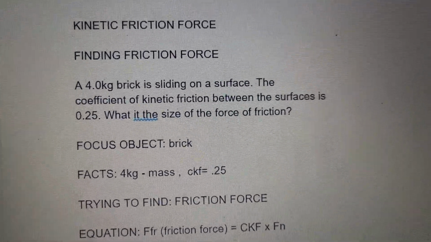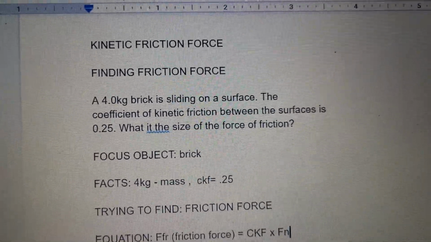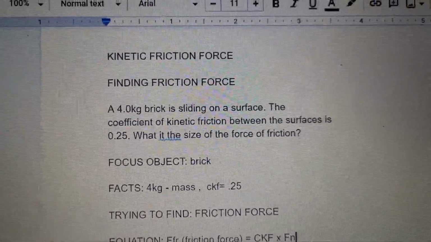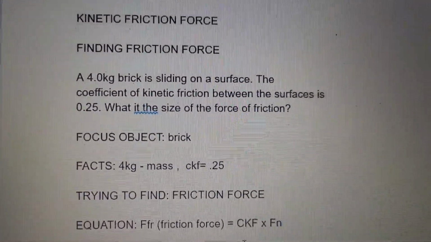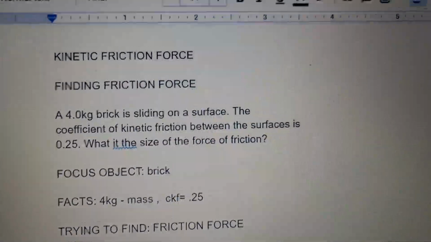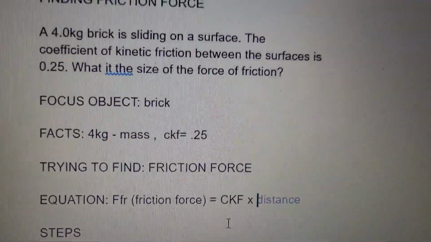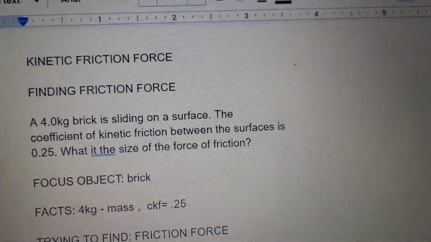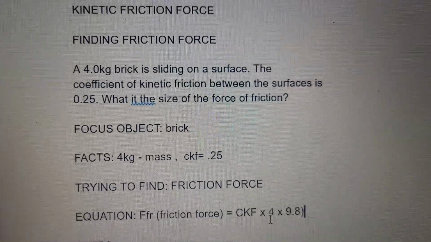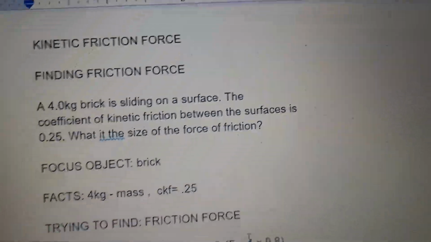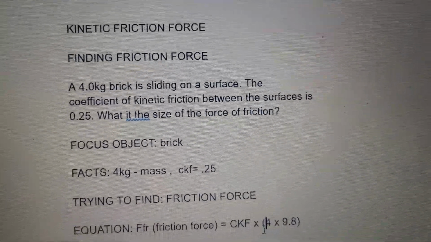But guess what? Do we know what gravity is? No. Yes, we do. You know why? Because we've been doing the same thing for how long now? What's gravity? 9.8. It's never changed. It's not going to change. If you Google it, it's going to be the same. So you're going to change that F_N to 4 times 9.8 now. That's how you find net force.